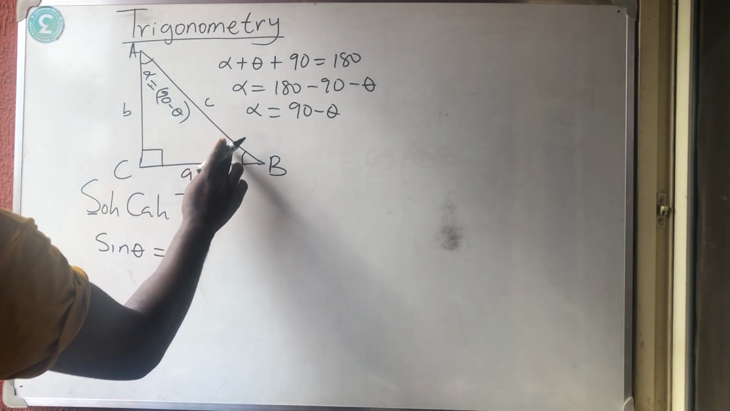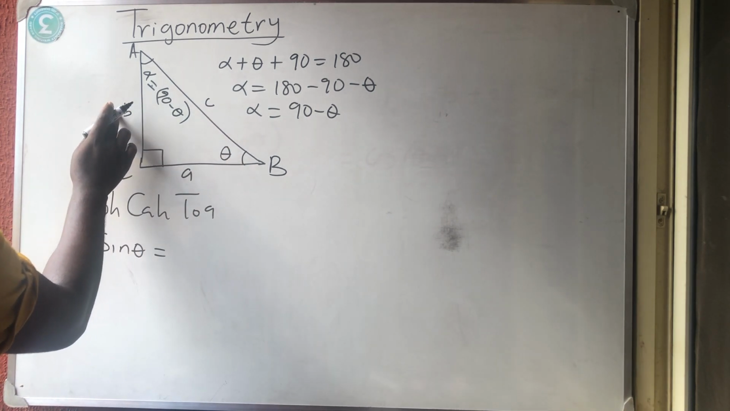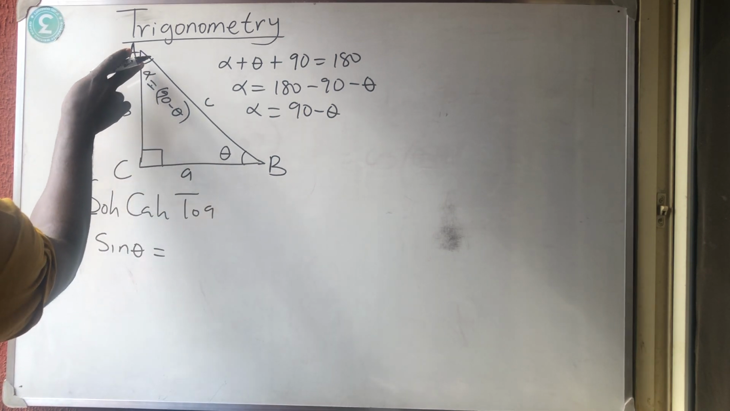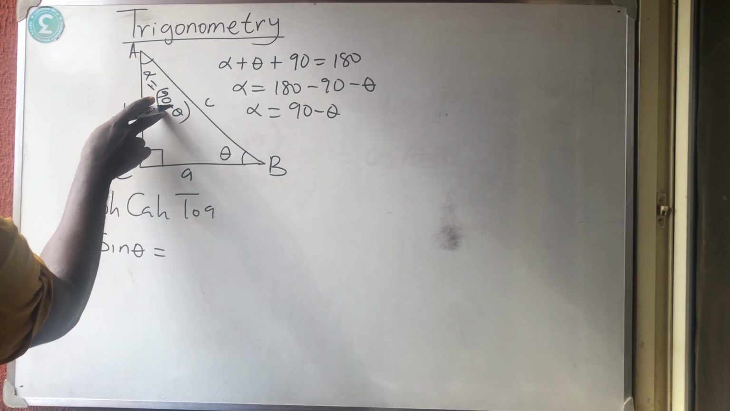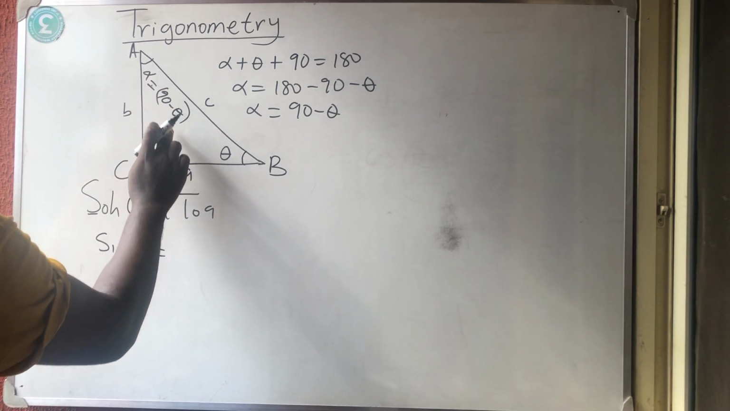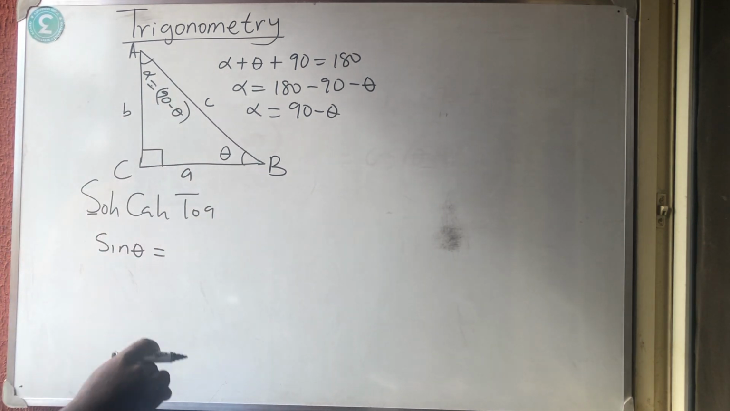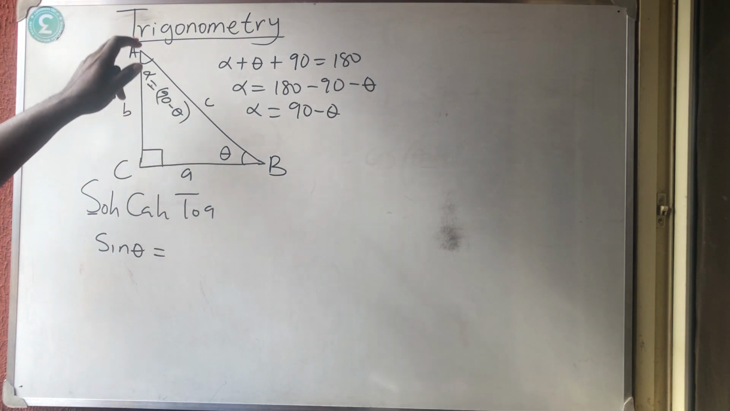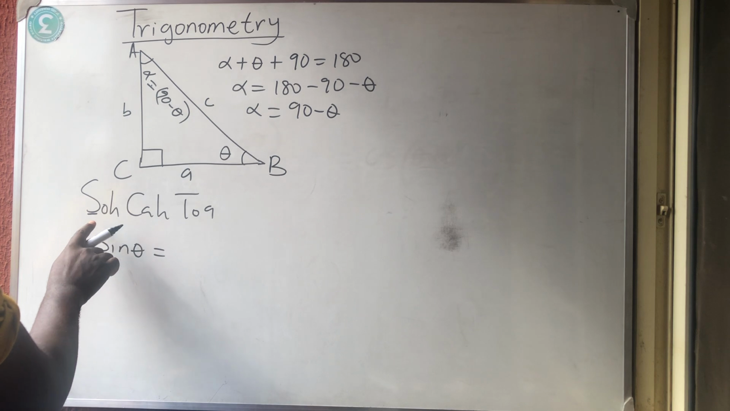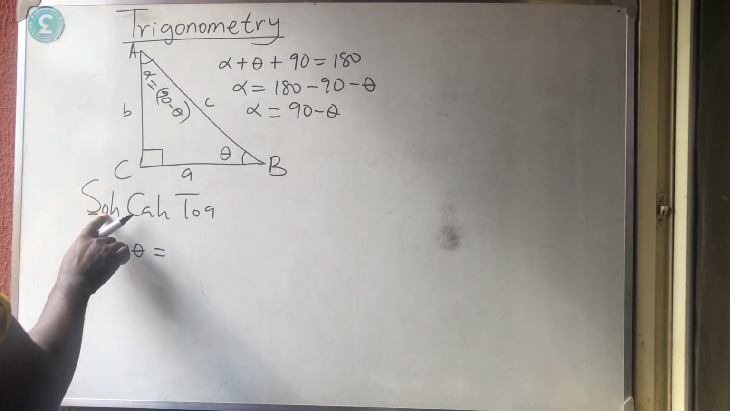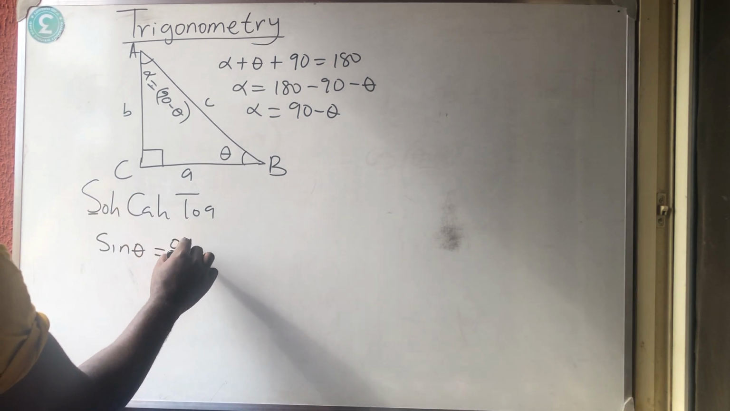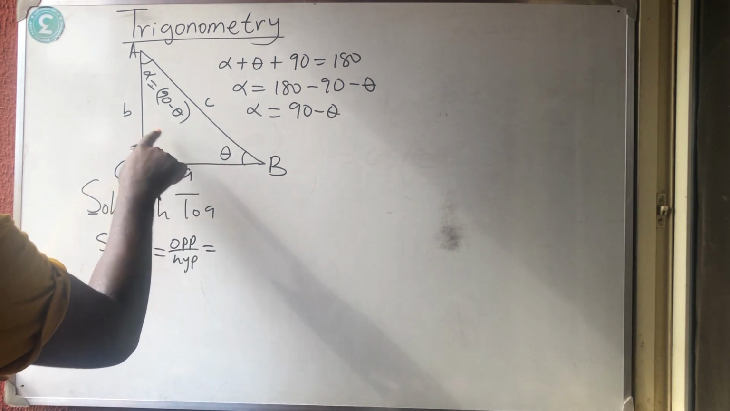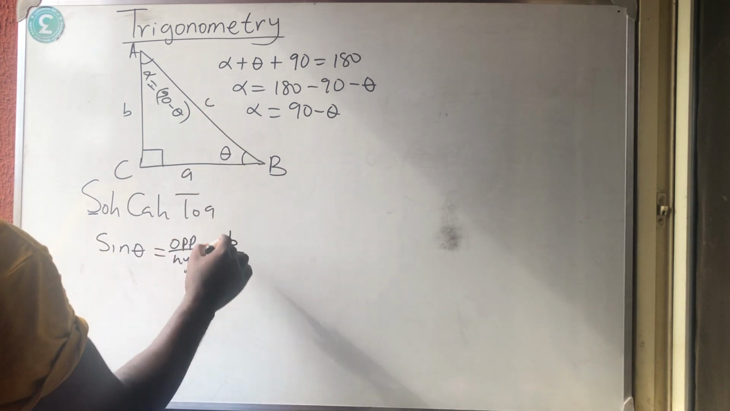Okay, so this is the angle I'm talking about, angle theta. So this one becomes the opposite. Then the remaining one is now the adjacent. If I'm talking about this angle alpha now, this angle 90 minus theta, you see that A becomes what? The opposite, and then B becomes what? The hypotenuse. The hypotenuse does not change. So SohCahToa said that sine is equal to opposite over hypotenuse. So which is what? My opposite is B over hypotenuse, which is C.